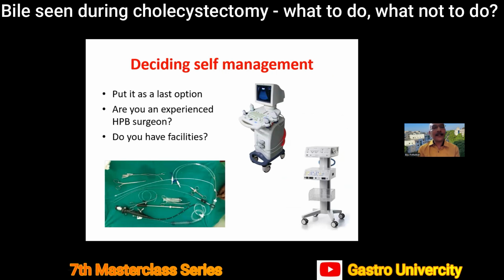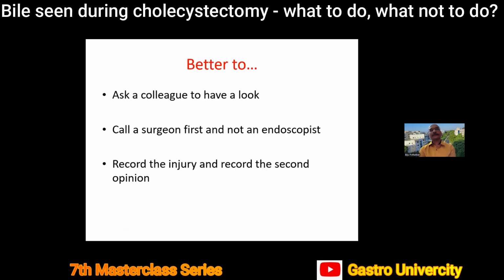Self-management, put it as a last option. Are you an experienced HPB surgeon? Do you have all these facilities, and especially the gadgets surgeons think of? If you don't have them, it's better not to repair at that time. It is always better to ask a colleague to have a look, even if he is your enemy. Call a surgeon first and not an endoscopist.